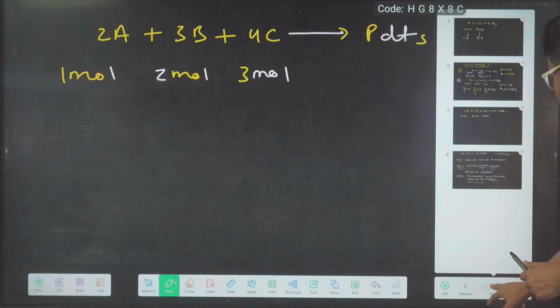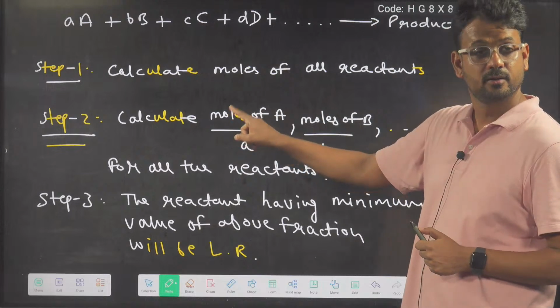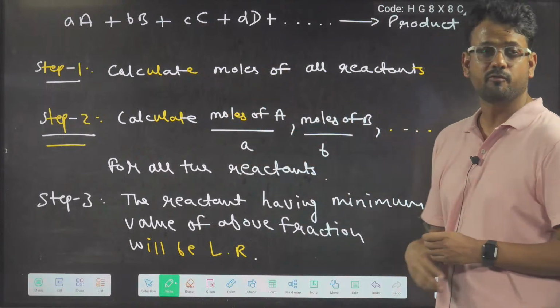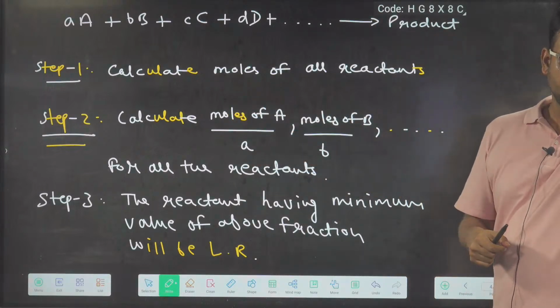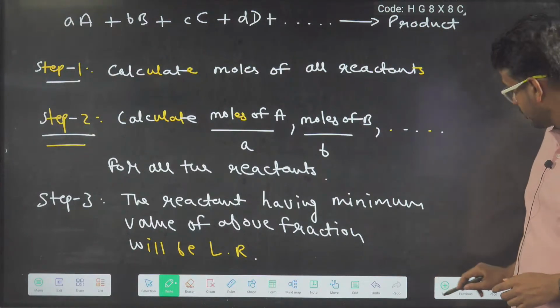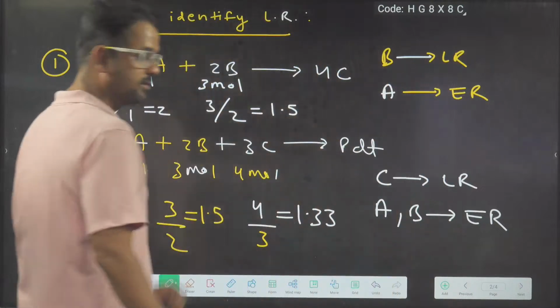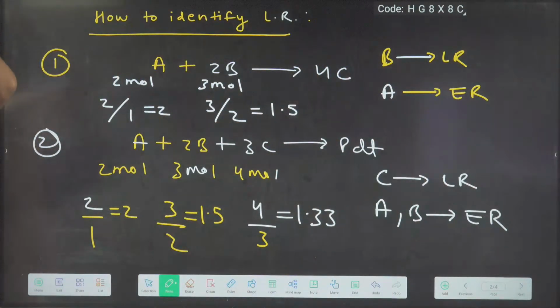First step was to calculate the moles. And then after that, moles of A upon A, moles of B upon B. Once you get this, then you decide on the limiting reagent. You have to calculate the fraction. So C is limiting, A and B are excess. Is this okay, everyone? Understood, all of you?